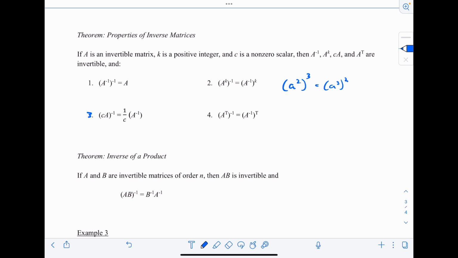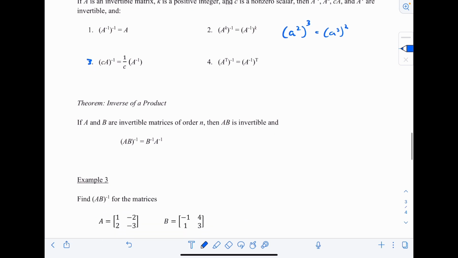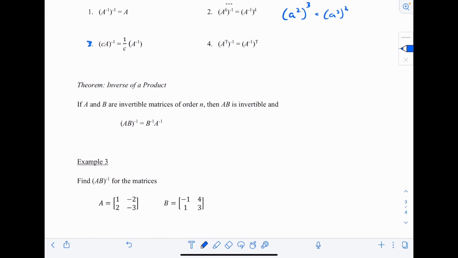If I have CA and then take the inverse of that, so if I multiply by a scalar and then take the inverse, I can in essence distribute the idea of the inverse. I can just do 1 over C times the inverse of A. And then 4 is really a lot like 2. Whether I take the transpose first and then find its inverse, or find its inverse and then take the transpose, I'm going to get the same result both times. And then we've got another theorem that, again, notice is a little bit different though.